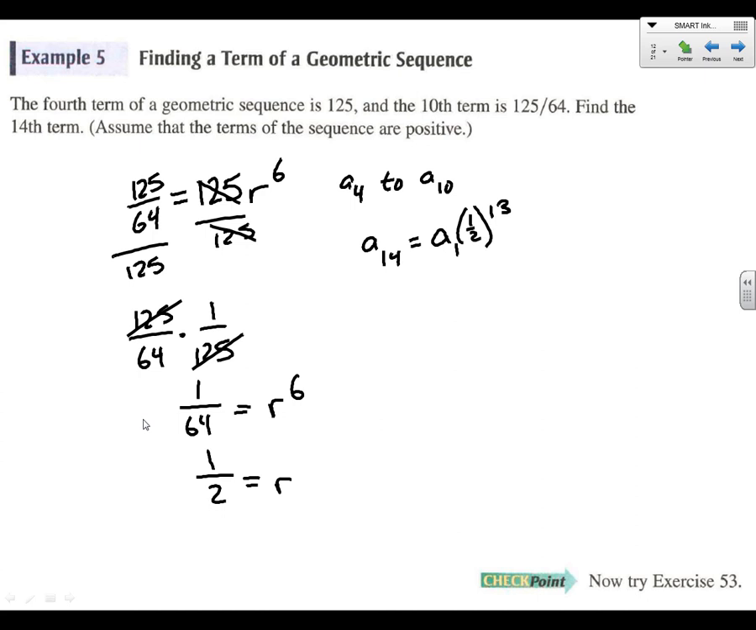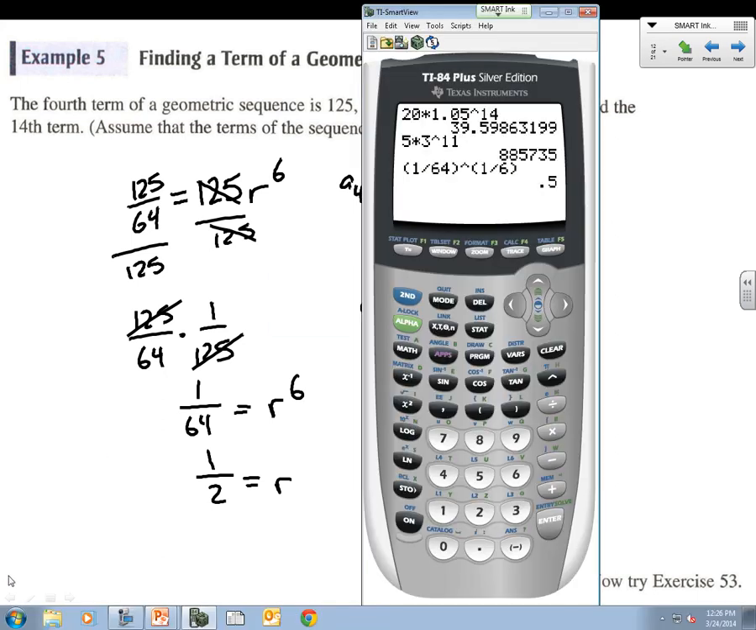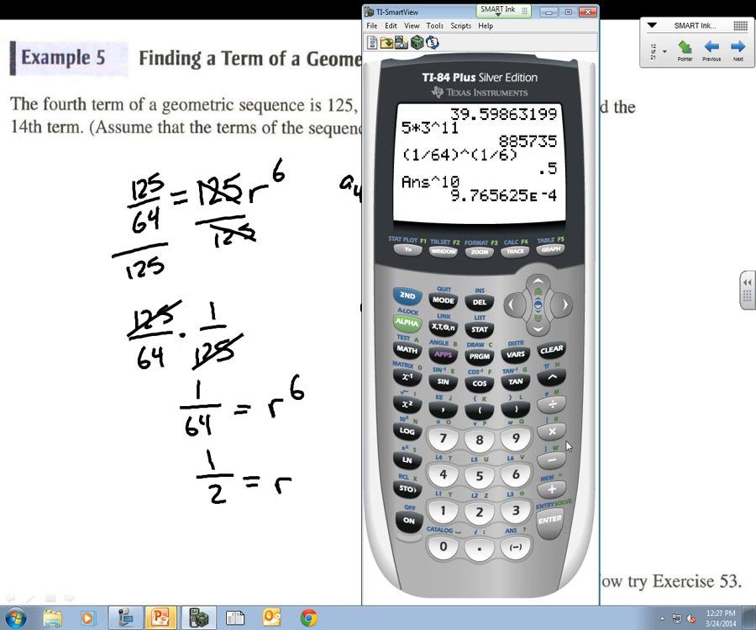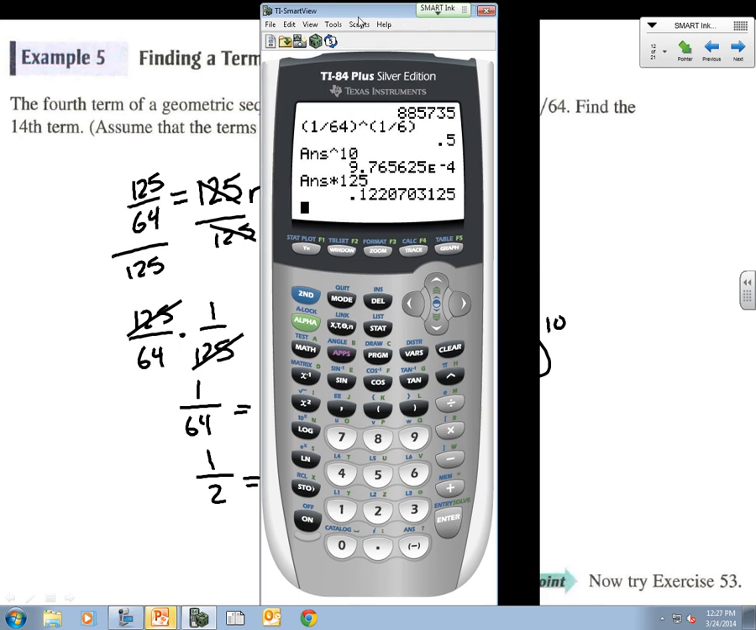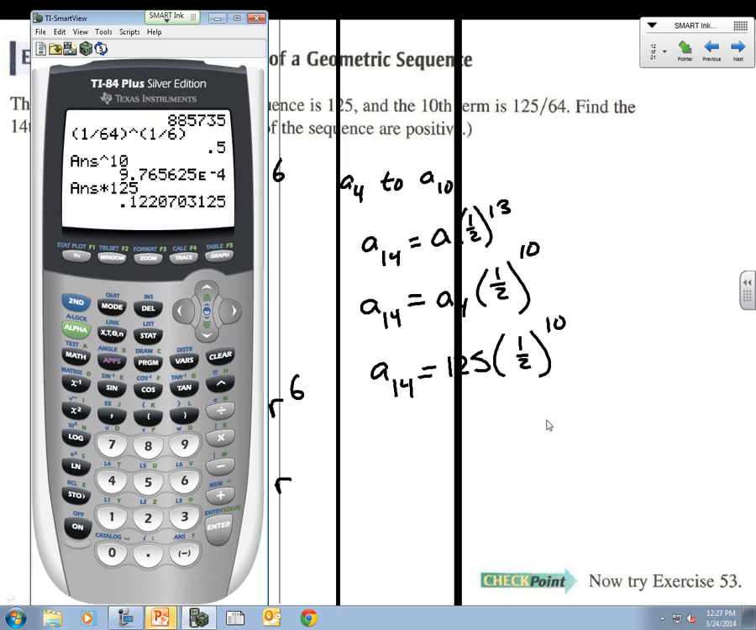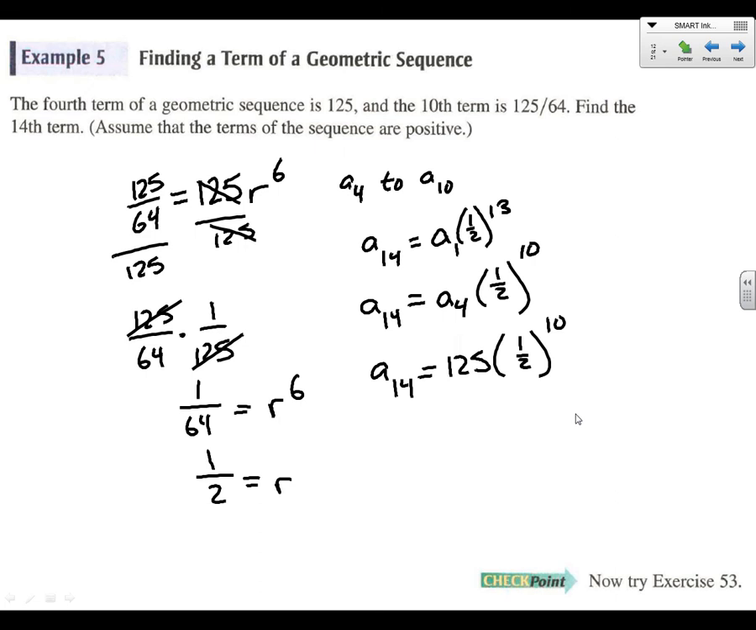So on this one, we could go all the way back there, or what we could do is say we were going to go A10, or let's use A4 because it's a nice one, times r to the, how many jumps is it from the 4th term to the 14th term? Going to multiply 10 times to get the 14th term. So A14 is, the 4th term was 125 times 1/2 to the 10th, because we're just looking for how many jumps we would have to make to get all the way up there. 1/2 to the 10th times 125. And we've got that, 0.122.